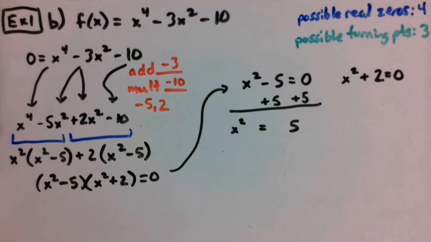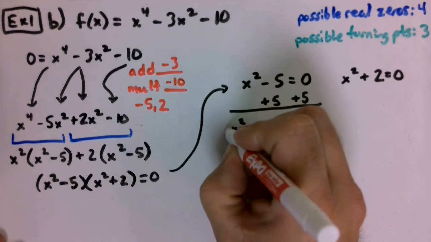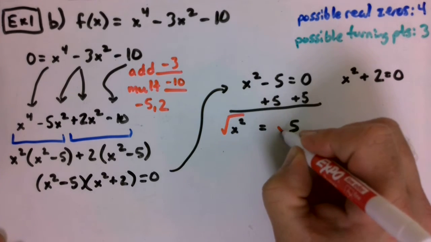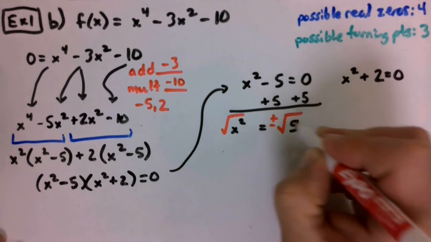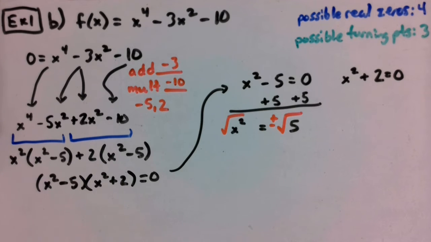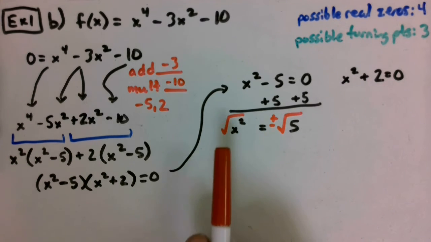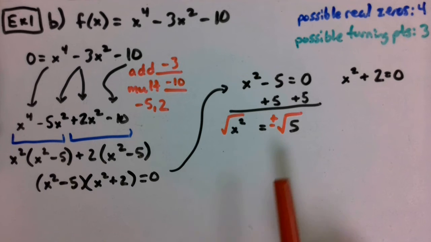When I go through and solve this for x, I do need to get rid of the squared here, so I will have to do the square root on both sides. When I do the square root on both sides, remember that there is a plus or minus there. Anytime you're doing a square root on both sides of your equal sign, you have to remember that's going to give you two answers. Now we have to put that plus or minus there.